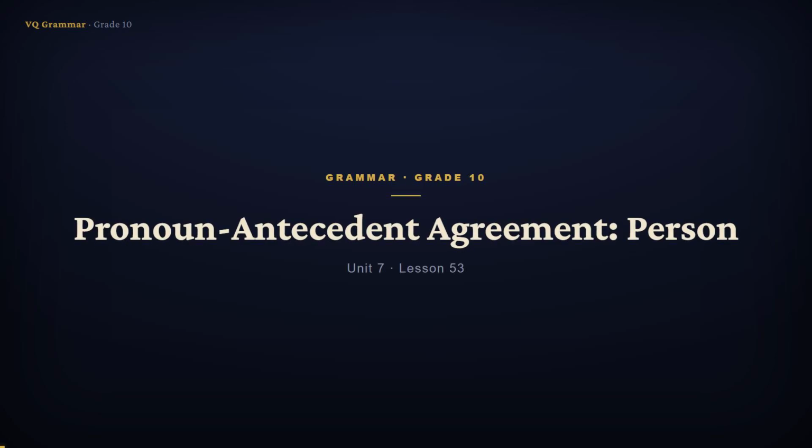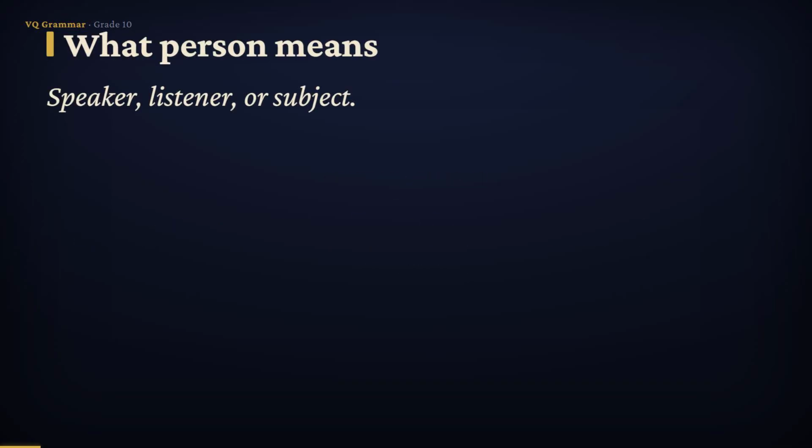In our last lesson, we made pronouns agree with their antecedents in number and in gender. Today, we add the third and final match, person. This one is quietly the most important because the error it produces slips into almost everybody's writing without their noticing. By the end of this lesson, you'll be able to hear it instantly. Let's get started. Let's start with the word itself.